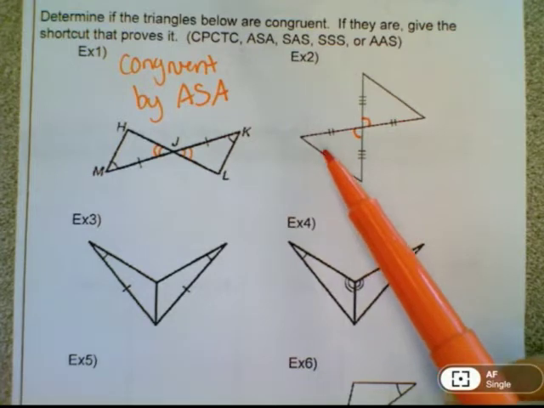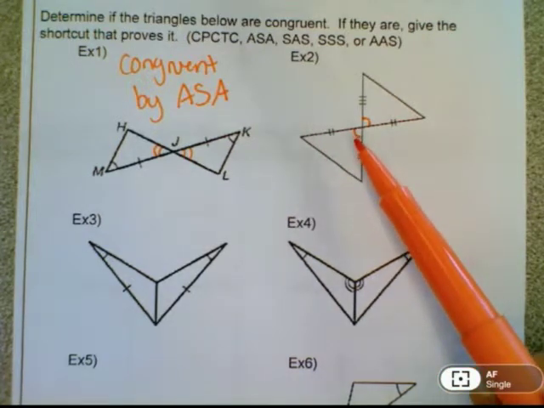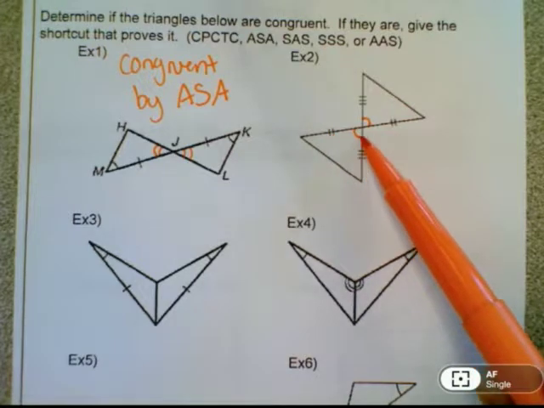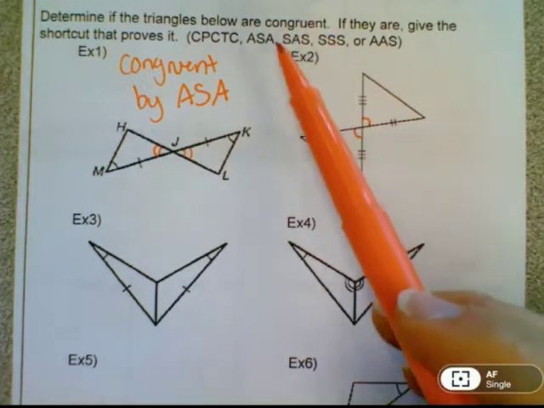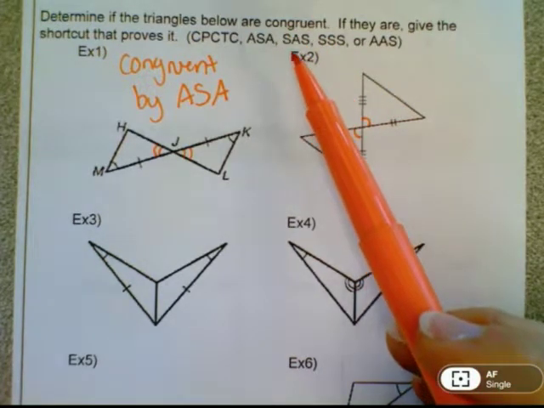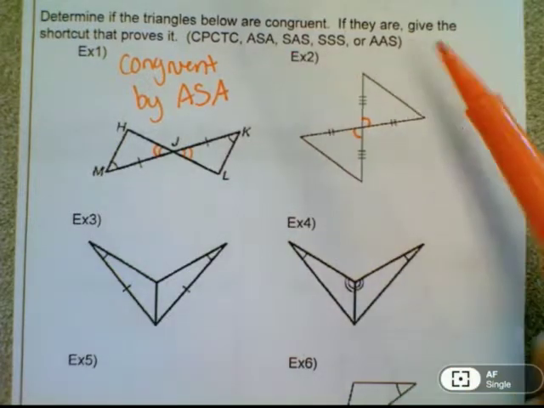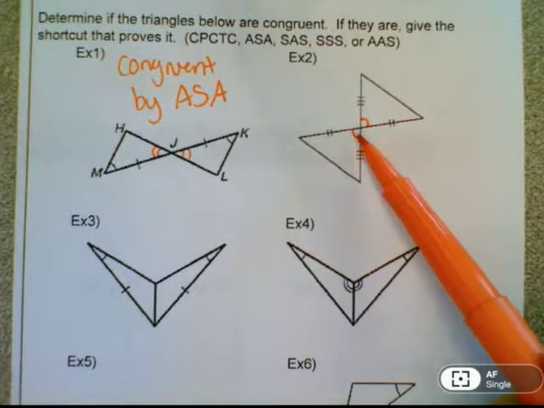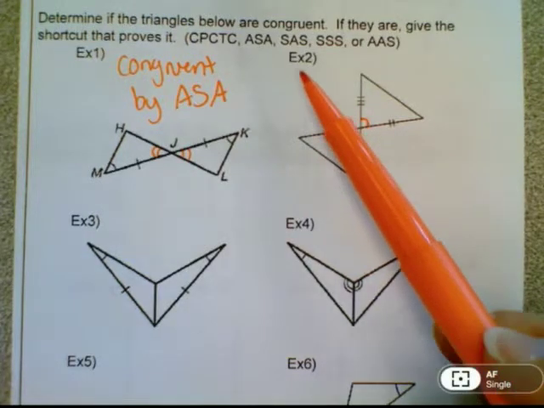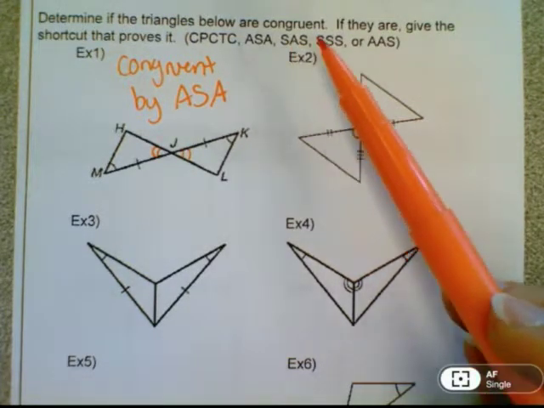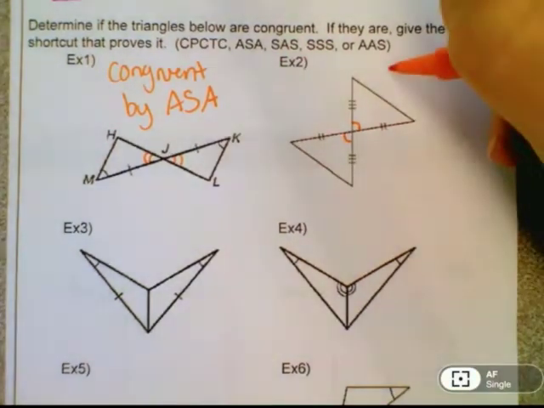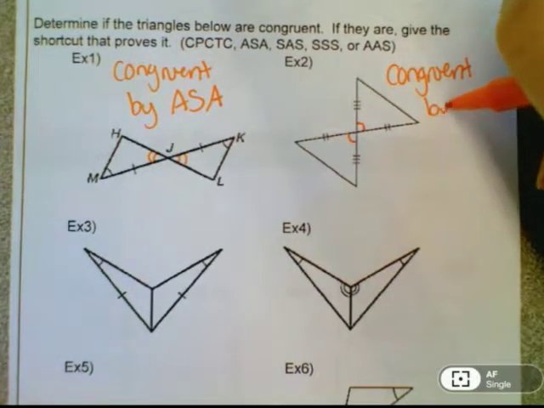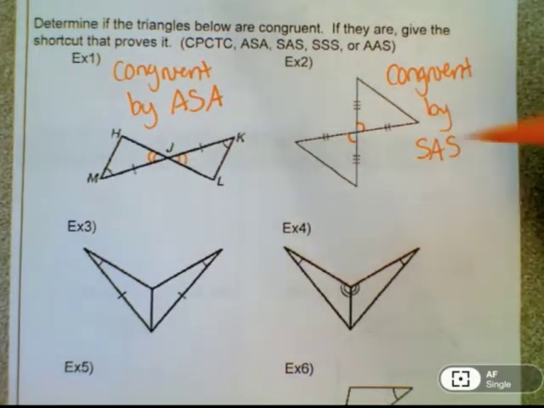In example 2, I have two sides and one angle, and so I'm going to look for a shortcut that has two S's and one A, and that would be this one. So if this shortcut applies, then I know my triangles are congruent. So I have side, side, and the angle in between them. And that's exactly what side angle side says. Two sides and the angle between them. So these are congruent by side angle side.